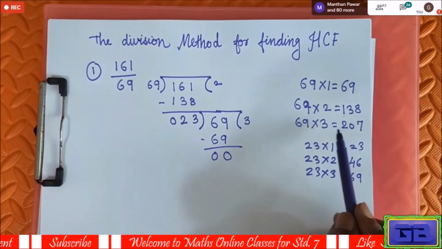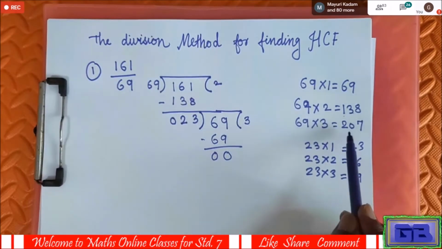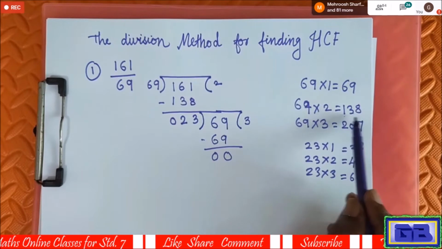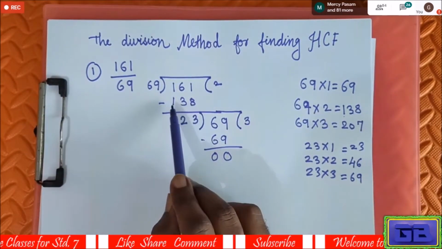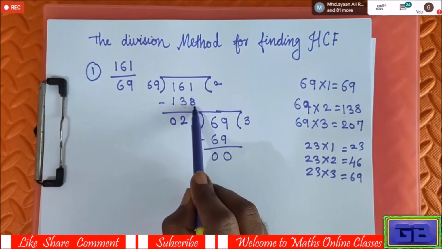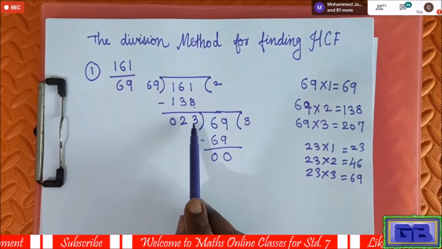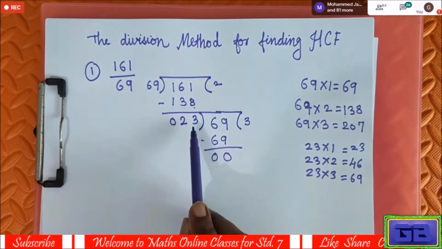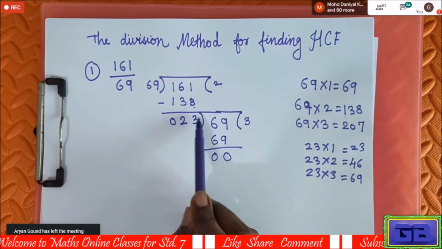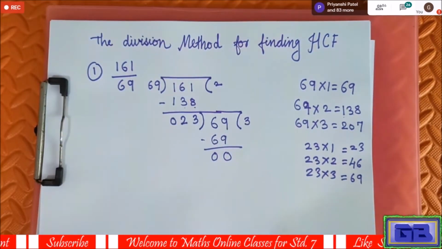69 threes are 207, which is greater than 161, so we cannot take this. We have to take smaller than 161, which is 138. So we have taken 138 for subtraction. We have done subtraction and got remainder 23. Now 23 we have to take as a divisor. Again you draw the division form. Now 69 we have to take at the place of dividend.